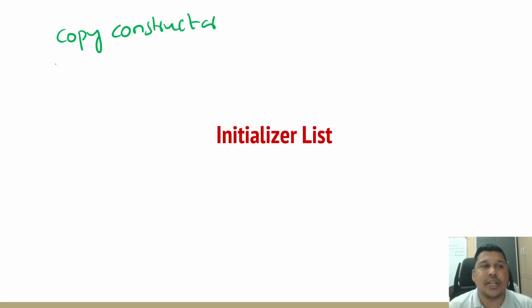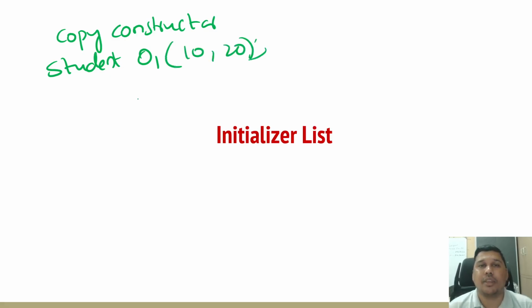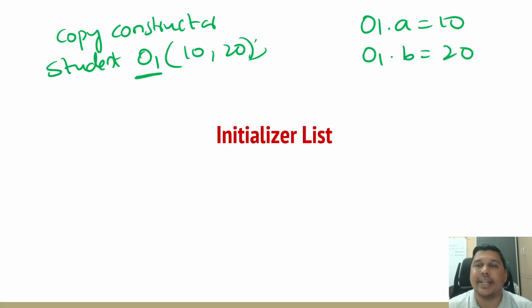There is a class Student. For that Student class, I am creating object O1 with values 10 and 20. As soon as you create an object, the parameterized constructor will be executed and memory will be allocated. Object 1 dot A will contain 10, object 1 dot B will contain 20. Assume an integer takes 4 bytes, so 4 bytes of memory is allocated for each of these two variables.